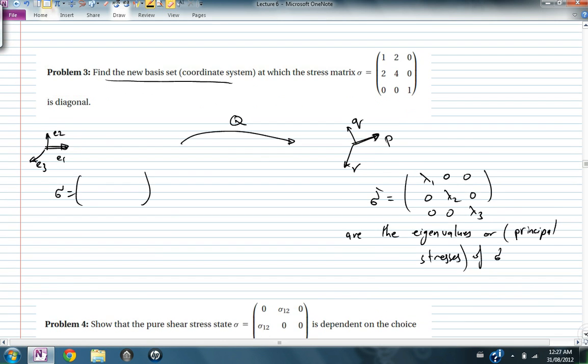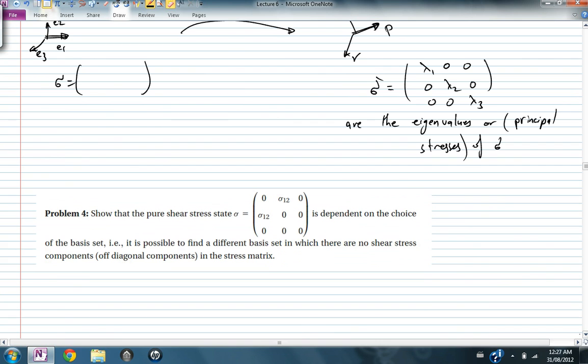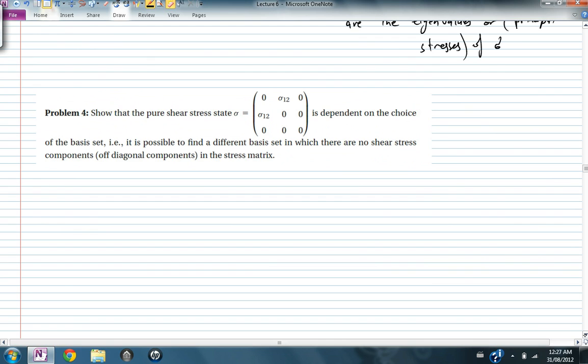One last example. I'm sure you heard a lot in previous courses about the case of pure shear stress. Now, I just want to show you that the case of pure shear stress really depends on the coordinate system. So let's assume I have this case, where sigma 11 is 0, sigma 22 is 0, and everything else is 0 except the shear component sigma 12. So sigma in this coordinate system is [0, sigma 12; sigma 12, 0].